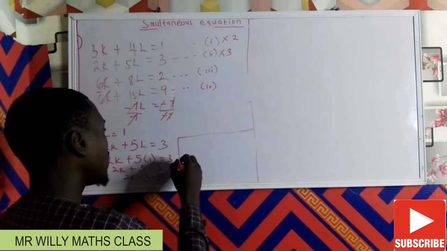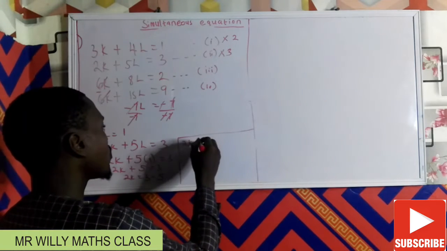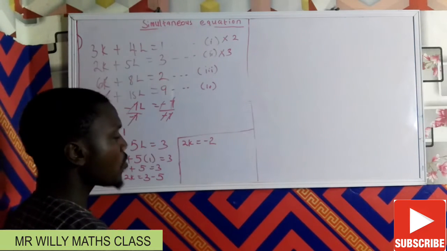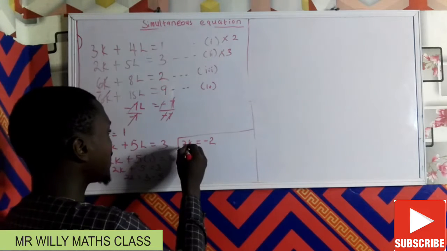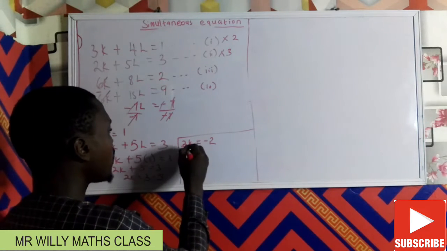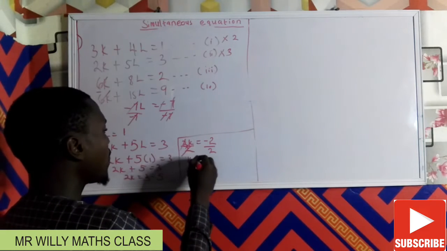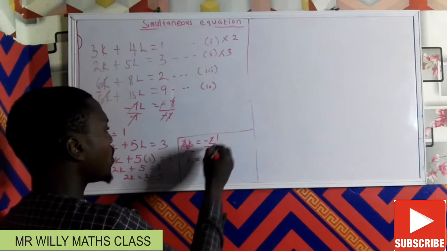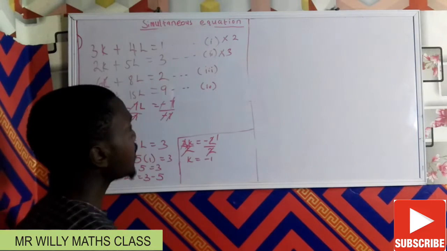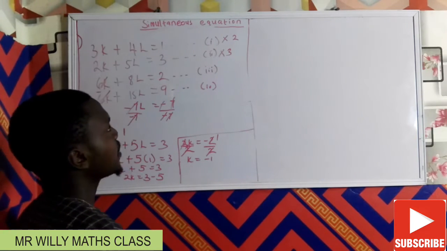Let's make use of the little space that we have. We have 2K equals to minus 2. And what's the next thing? Divide both sides with what? The coefficient of K, which is 2. We divide both sides with the coefficient. That will be 2 cancel 2. You are left with K. And 2 here 1, 2 here 1. Minus 1. K is what? Minus 1.